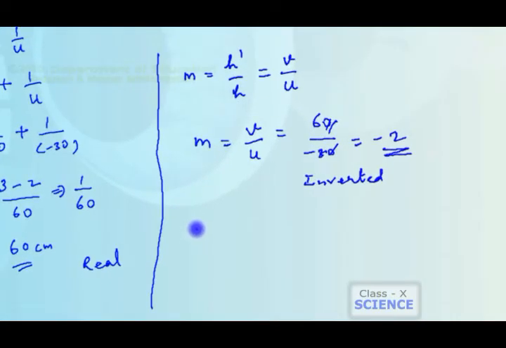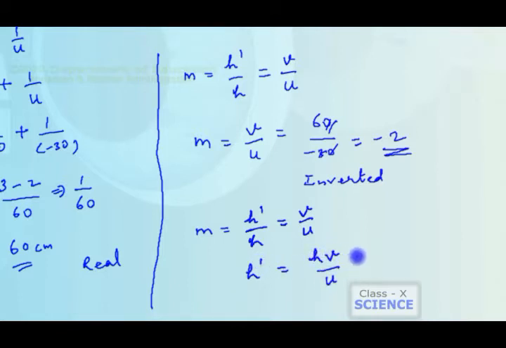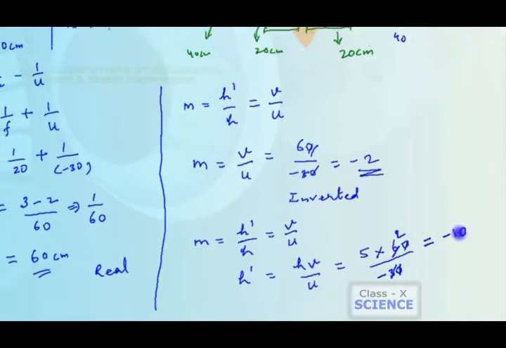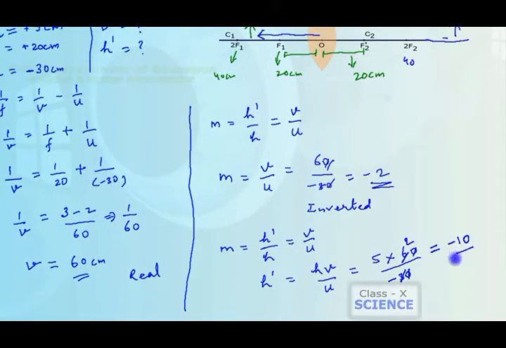So for that, what we do: m is equal to h dash by h is equal to v by u. So height of the image is equal to hv divided by u. Here h is 5, v is 60, divided by u, which is minus 30. So the zero gets cancelled, 3 here 2. So finally we will get the answer as minus 10. Height of the image will be minus 10.